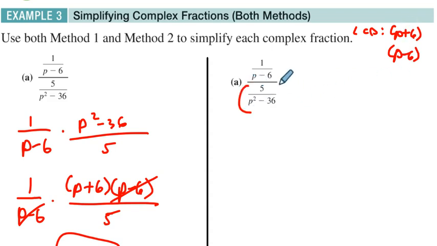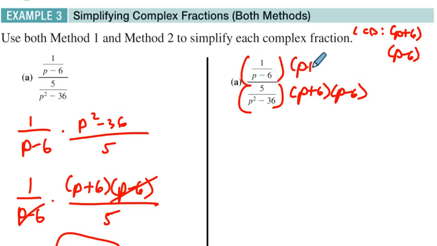Okay, so I'm going to multiply this by p plus 6, p minus 6, and I'm going to multiply this by p plus 6 and p minus 6. All right, so when I multiply this through, what we can see here is that p minus 6 cancel, and then all I have on top is just the p plus 6. See that there? All I have is p plus 6 times 1, which is that.